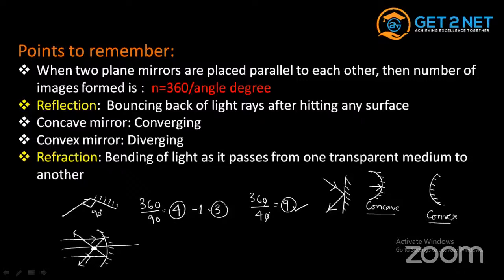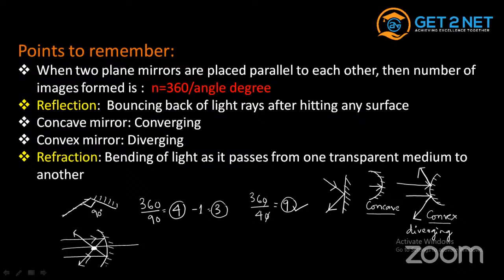And in the convex mirror, it is diverging. For example, if parallel rays are going in this direction, the reflected rays will go away from each other. That is diverging. Are you clear with this? Yes, ma'am. Yes, thank you.